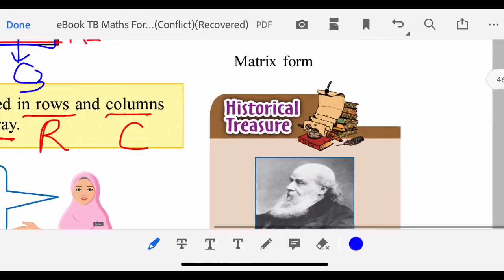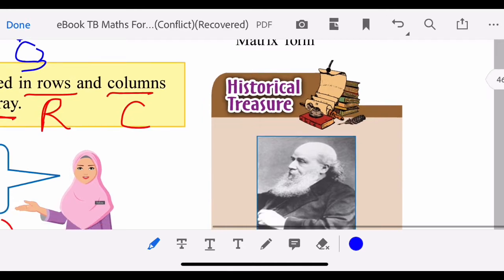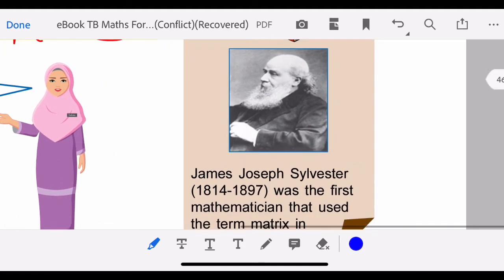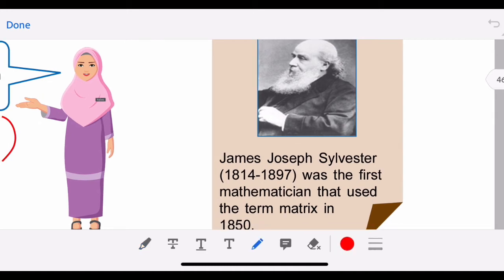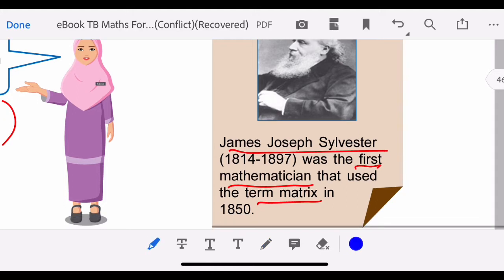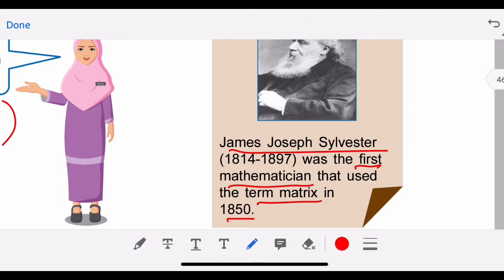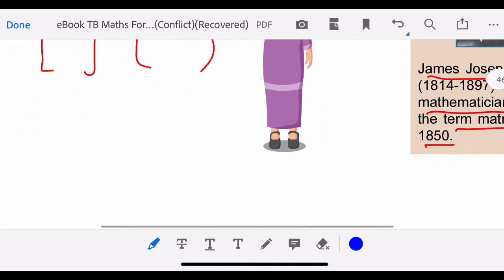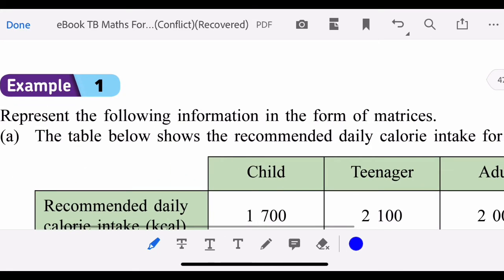So let's see, matrix form. Historical treasure. Who is this? James Joseph Sylvester was the first mathematician that used the term matrix. So we must say thank you to James Joseph Sylvester. Alright, so let's go to the next one.